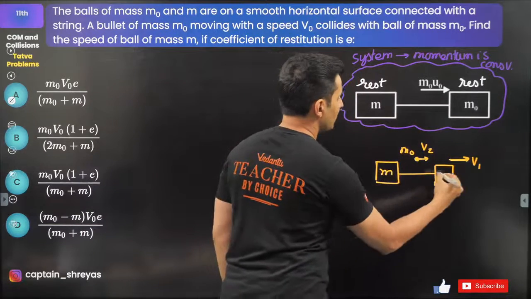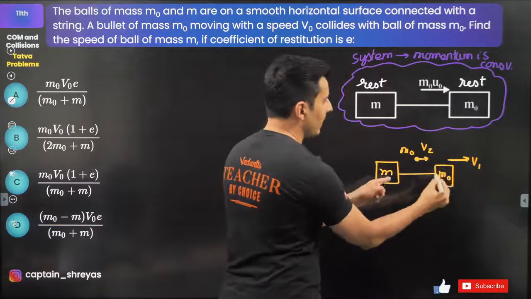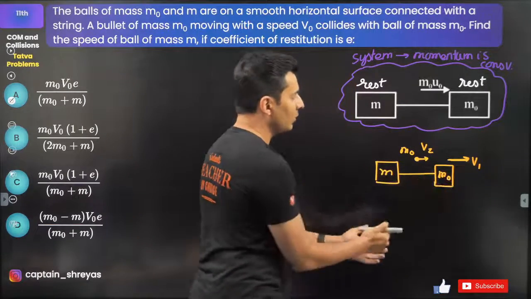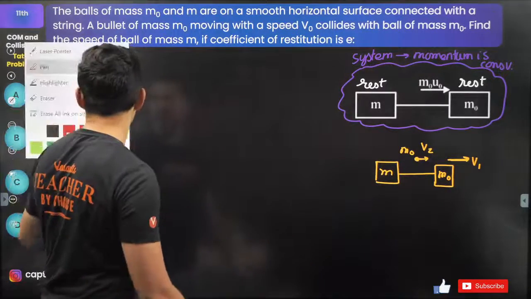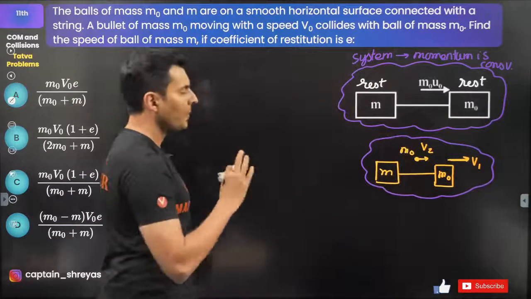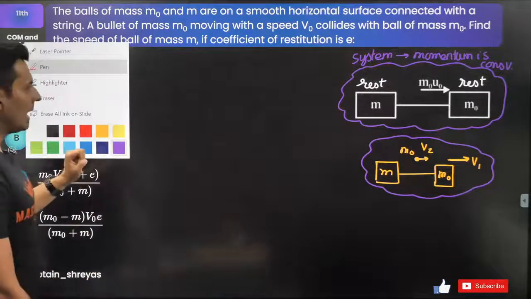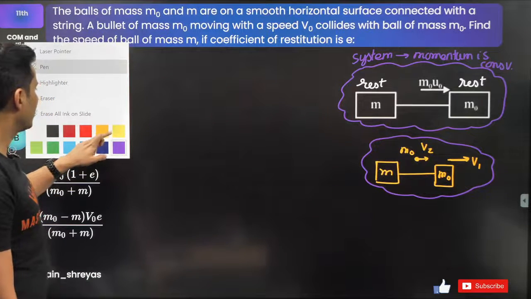This is your m, this is your m0. So this is the final speed of m0 and m together. Both of them are moving together. This is final, this is initial. Okay, the system is still the same. Understand that. Okay, conserve the momentum and also use coefficient of restitution equation. So let's try to do this.